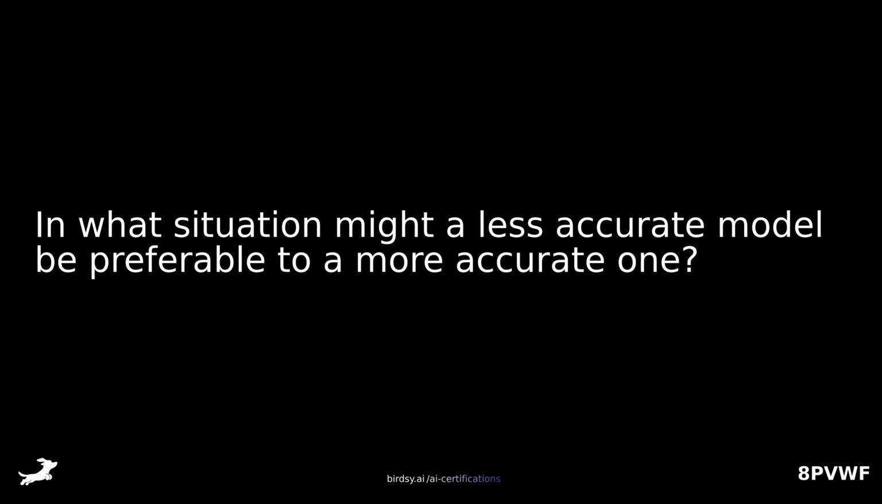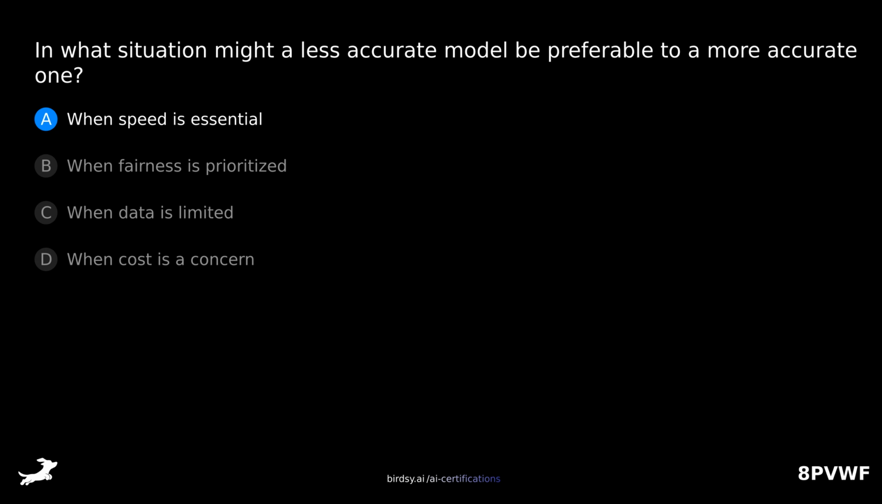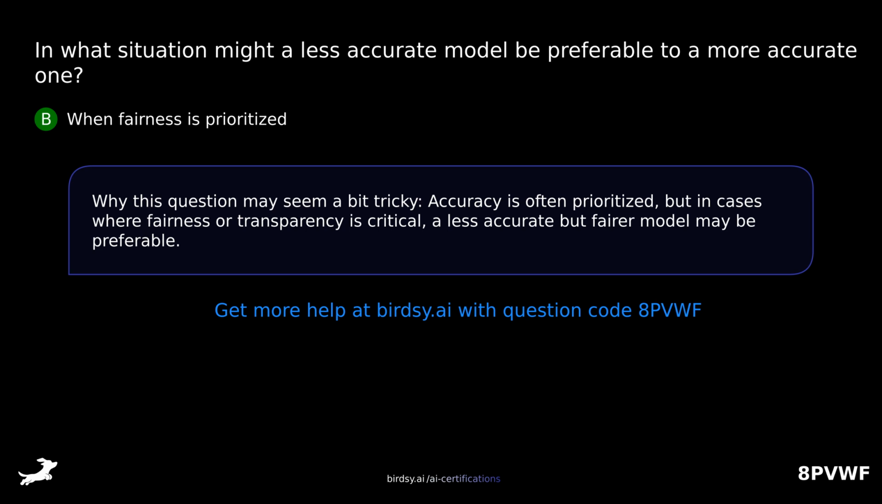In what situation might a less accurate model be preferable to a more accurate one? Is it A, when speed is essential, B, when fairness is prioritized, C, when data is limited, or D, when cost is a concern? The answer is B, when fairness is prioritized. Why this question may seem a bit tricky? Accuracy is often prioritized, but in cases where fairness or transparency is critical, a less accurate but fairer model may be preferable.